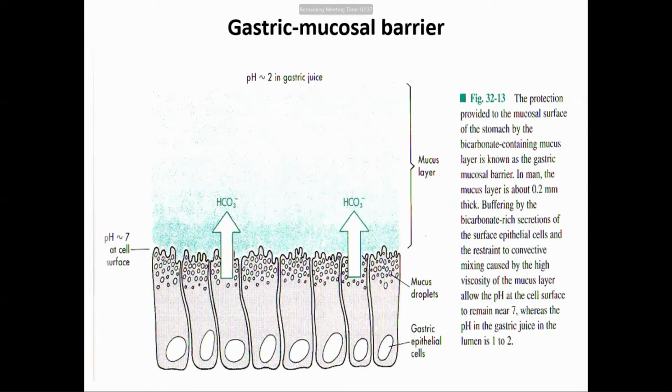The stomach is not autodigested because at the surface the pH is highly alkaline. At the surface of the gastric epithelial cell, the pH is highly alkaline, and when hydrogen ion tries to come in contact with the epithelial cells, the bicarbonate ion neutralizes that acid. Bicarbonate combines with the hydrogen ion, forms carbonic acid, which is split into water and carbon dioxide.